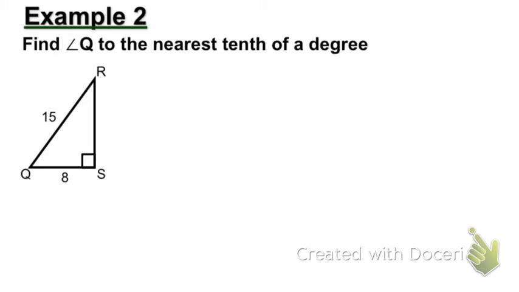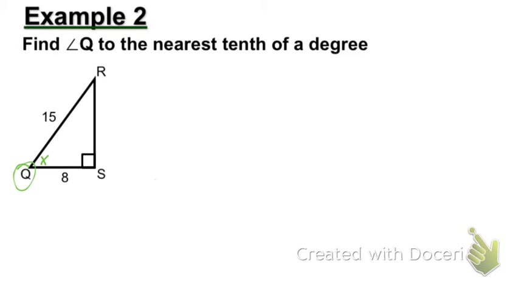All right, continuing on. So example 2. Find angle Q to the nearest tenth of a degree, okay? So here, do we have any angles? No, but we're looking for angle Q, right? Yeah, we do know the 90. We know it's a right triangle. So I can call angle Q x or theta. Either way is okay. That's the angle we're looking for, right?